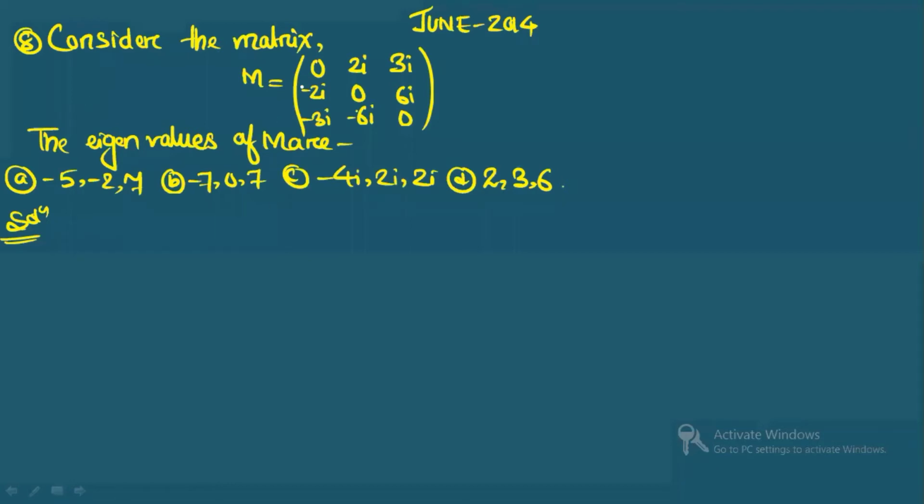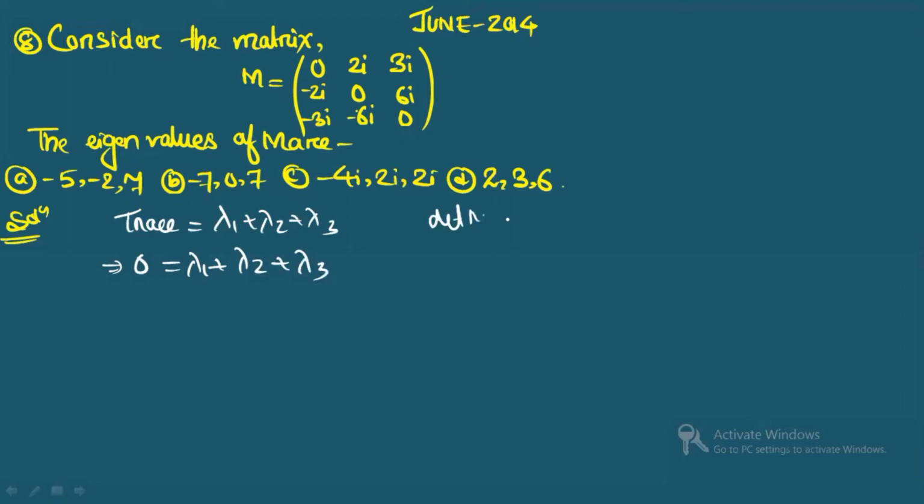Here it is said, consider the matrix M equal to this. You will have to find the eigenvalues of M. So first we will see the trace. Trace is the sum of the eigenvalues. It's a 3 cross 3 matrix, so it is lambda 1 plus lambda 2 plus lambda 3. Trace is the sum of the principal diagonal elements, so it will give you 0. Next, we know the determinant of the matrix M will be the product of its eigenvalues, that is lambda 1 into lambda 2 into lambda 3. So we will find the determinant.